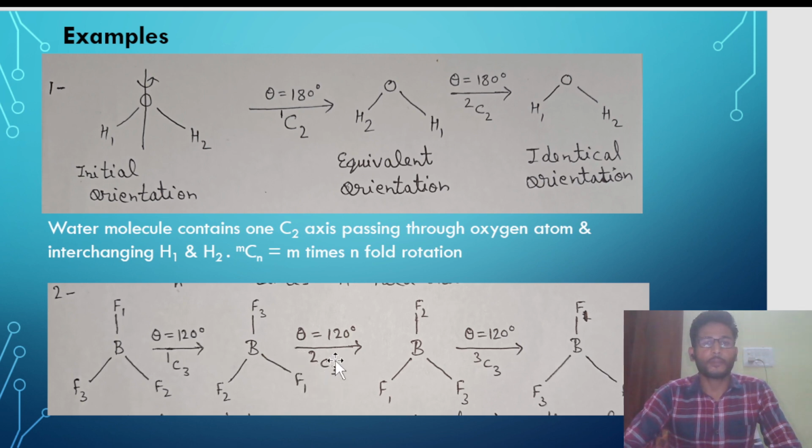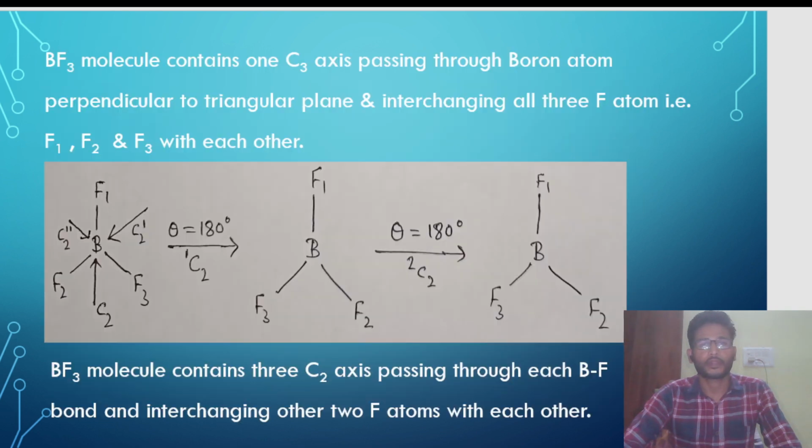When this operation is applied further, we get this orientation, and when C3 is applied further, then we get this type of orientation. In the case of BF3, as we see, BF3 contains one C3 axis passing through the boron atom and perpendicular to the triangular plane and interchanging all F atoms F1, F2, F3 with each other.